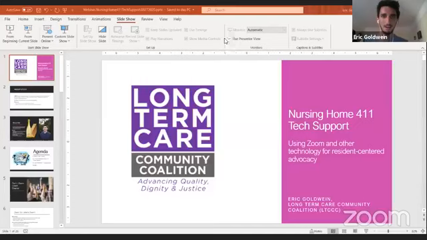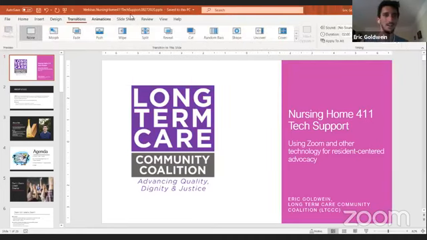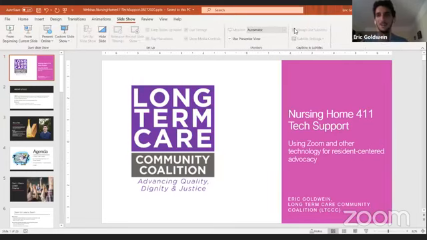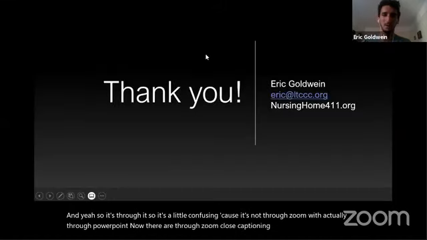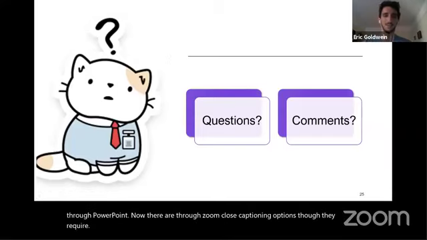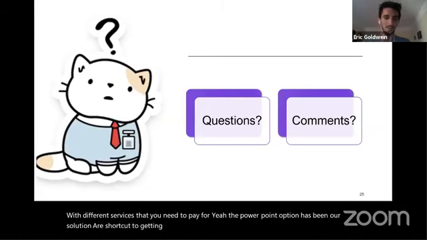In Microsoft PowerPoint, I'm going to open this screen here. There is a button that says use subtitles. If you check that box, then slideshow, it'll put closed captions on your meeting. It's a little confusing because it's not through Zoom, it's actually through PowerPoint. Now there are closed captioning options through Zoom, though they require different services that you need to pay for. But the PowerPoint option has been our solution, our shortcut to getting transcriptions on our presentations.